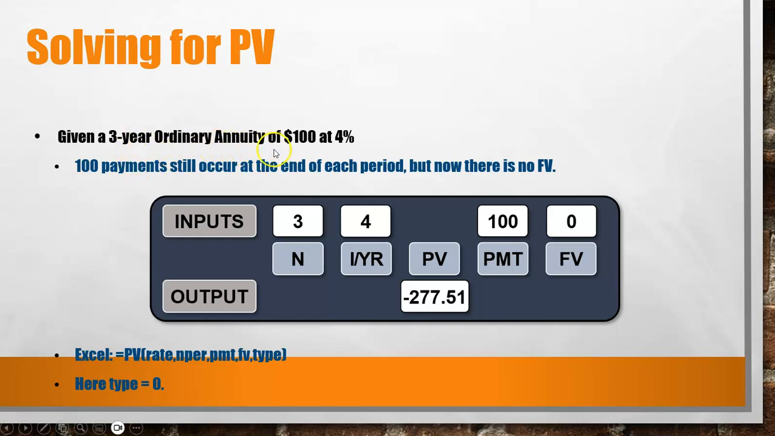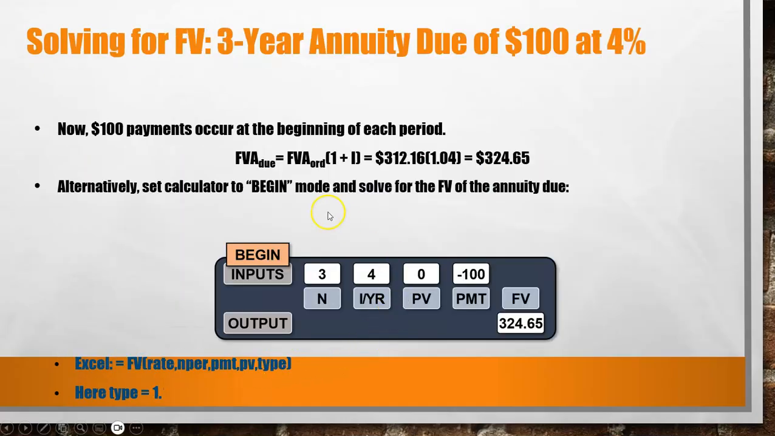Given a 3-year ordinary annuity of $100 at 4%, $100 payments still occur at the end of each period, but now there's no future value. The present value is 277.51. So if you wanted to receive $100 at the end of every year, you'd have to invest 277.51 and you would get $100 at the end of each period. And here's the Excel formula.